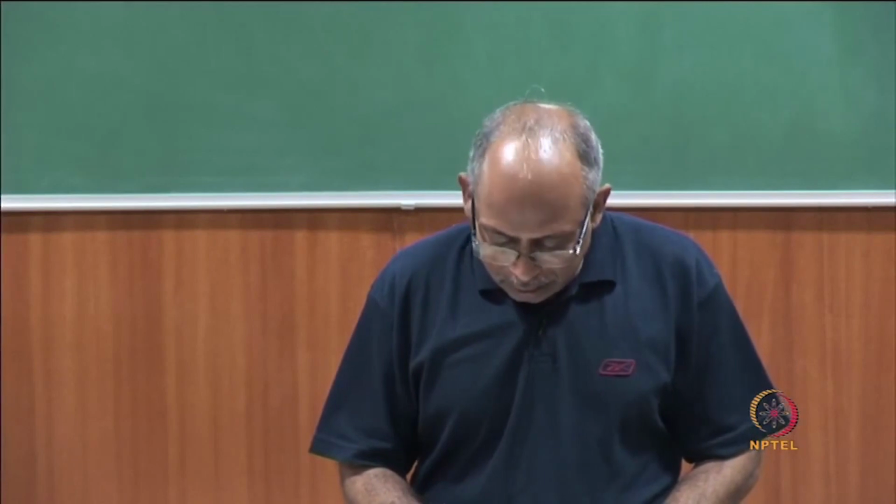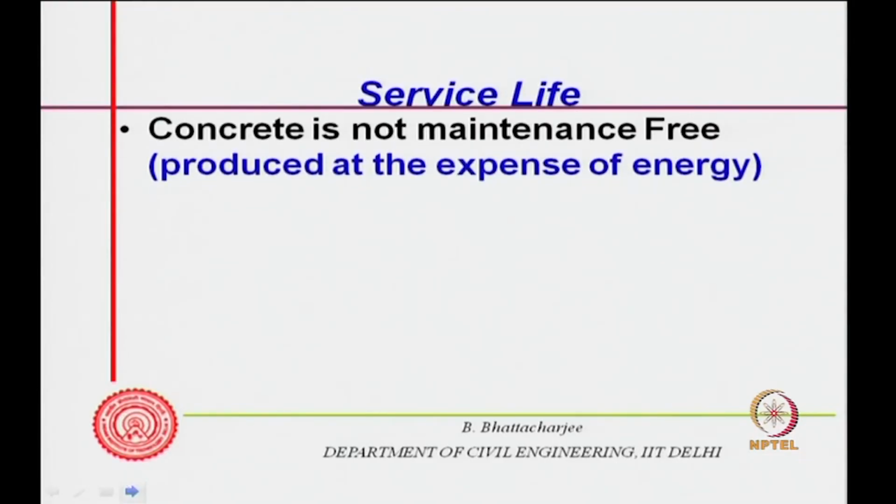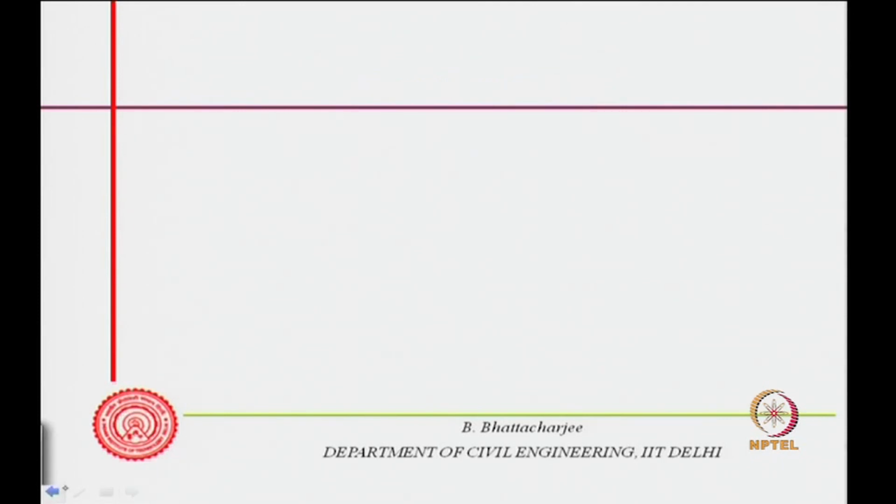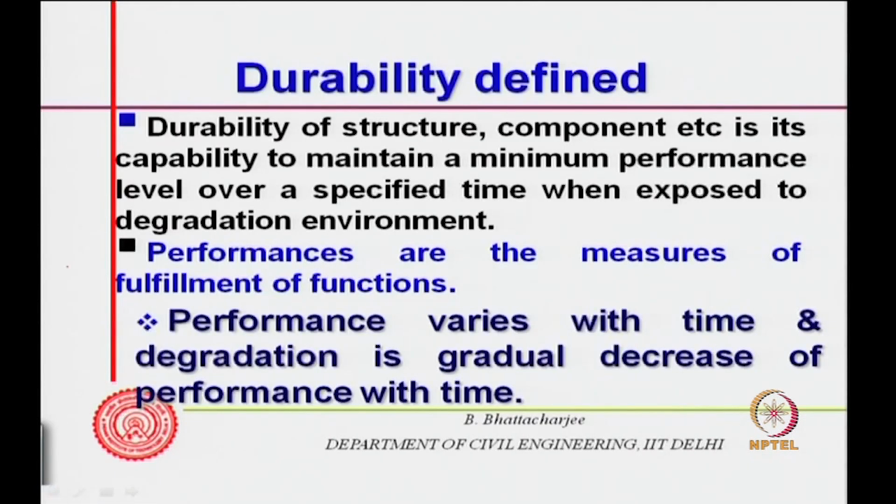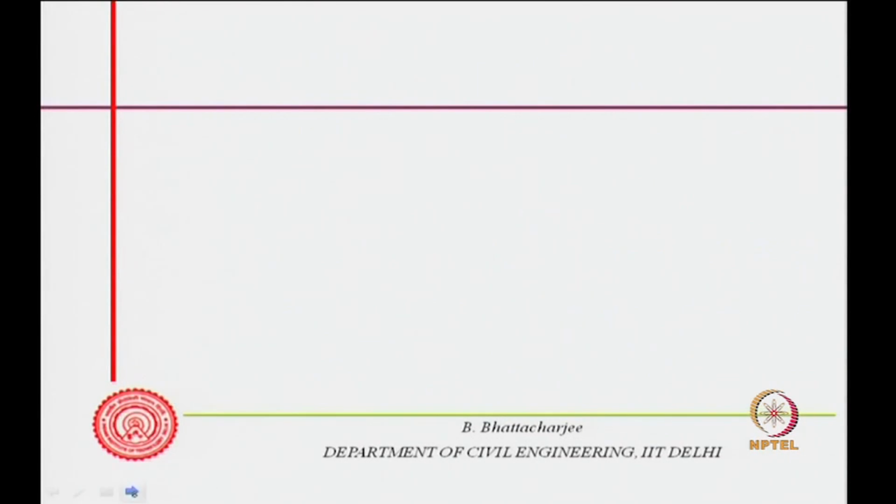So, these are qualitative statements. It should be able to maintain its performance. How do we define this performance? We said for a given life, a given time. So, for a specified time when exposed to a degradation environment. Therefore, it is linked to life or time.